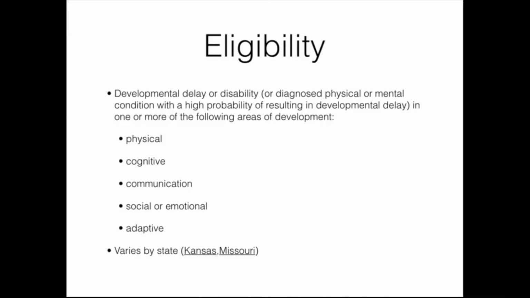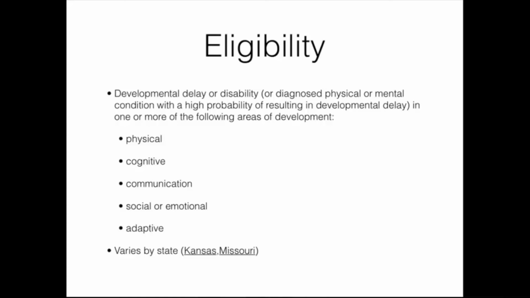When we do that evaluation to determine if a child is eligible for Part C services, they must have a developmental delay or disability in one or more of the following areas of development: physical, cognitive, communication, social or emotional, or adaptive. That's really all the law says, the federal law for Part C. While Part B eligibility is clearly outlined by federal law and is the same in every state, for Part C services, eligibility is different from state to state. Different states interpret the law differently and have their own criteria for eligibility.